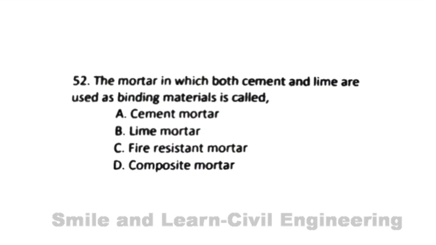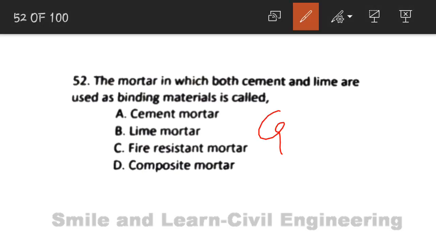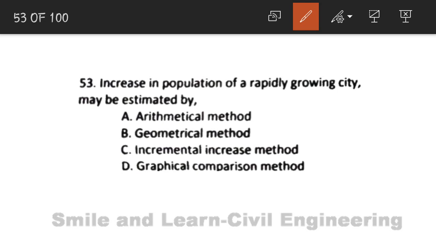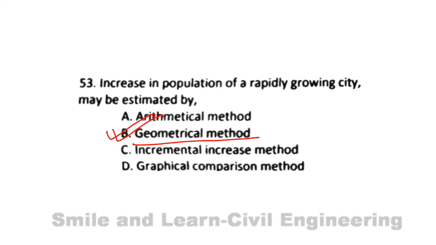The mortar in which both cement and lime are used as binding material. So the correct answer is gauged mortar, and gauged mortar is the composite mortar. Next, increase in population of a rapidly growing city may be estimated by. A rapidly growing city is estimated by the geometrical increase method. Option B.